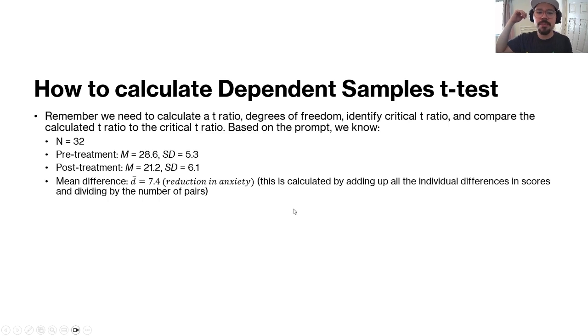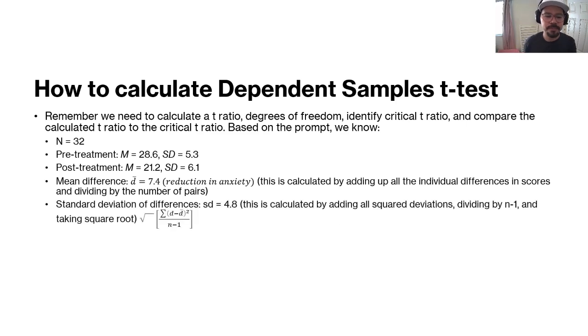For participant number 2, their pre-treatment was 40, their post-treatment was 28. And then we would calculate a difference. What is participant 1's 32 minus 30? What is participant 2's 40 minus 28? And whatever those scores are, we would add them all together and divide by how many pairs there are. That is how we calculate the average difference.